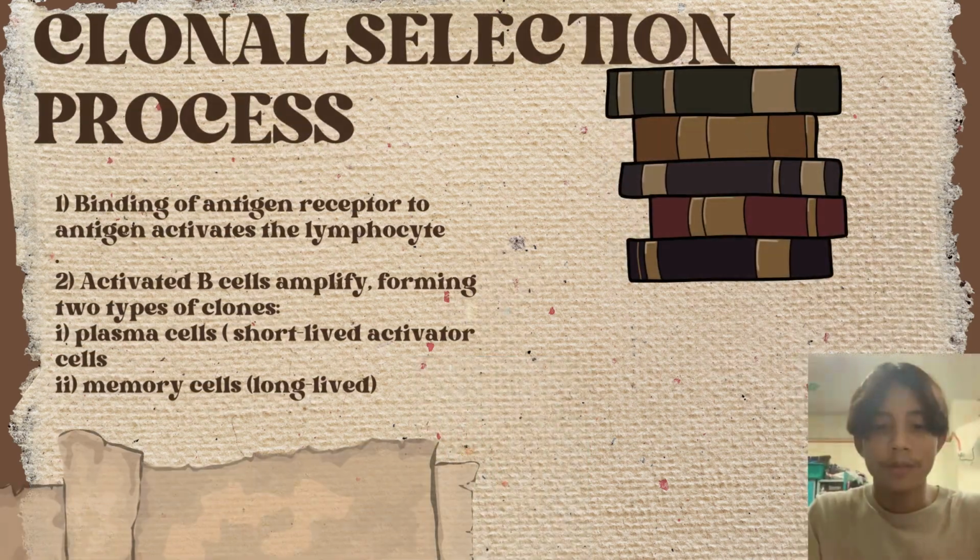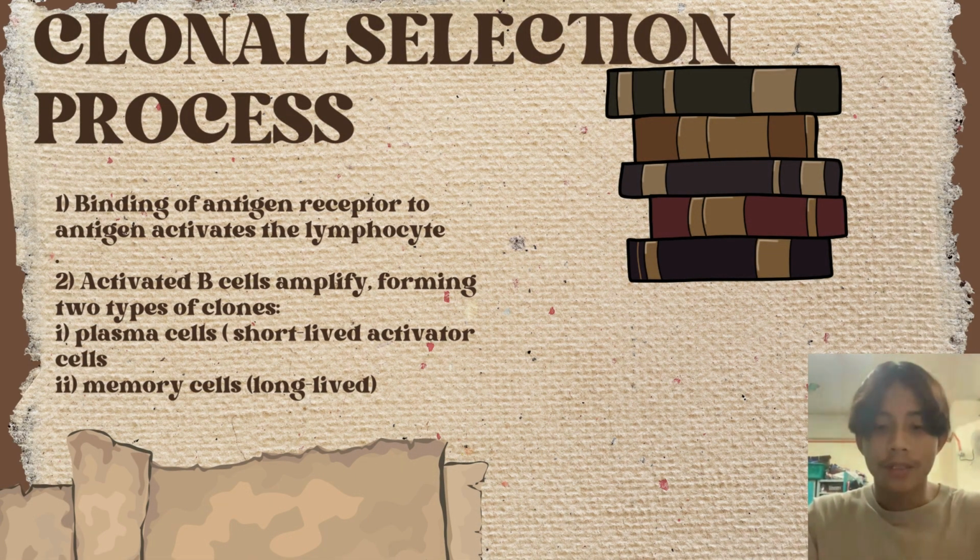The clonal selection process. Binding of the antigen receptor to the antigen activates the lymphocyte. Activated B cells amplify, forming two types of clones: plasma cells, which are short-lived effector cells, and second, memory cells, which are long-lived.